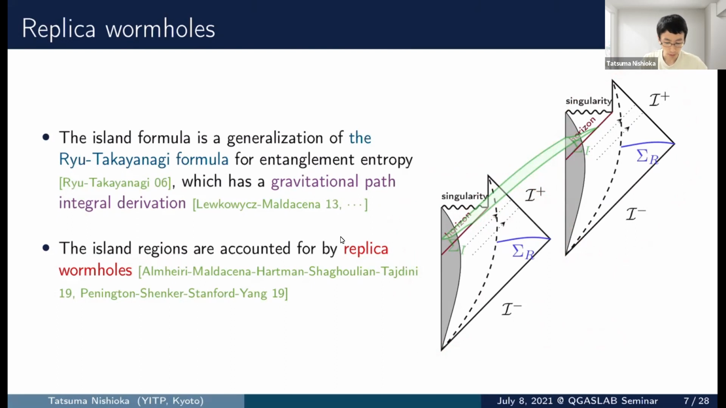And you calculate the gravitational path integral on these replicated geometries. Because now you have gravity inside the bulk, inside these regions, you need to take into account the so-called replica wormholes, which connect these two copies. So this island region actually appears as a throat of the replica wormholes. Okay, so this is very good. Actually, the island formula is proven only in very special cases at this moment.